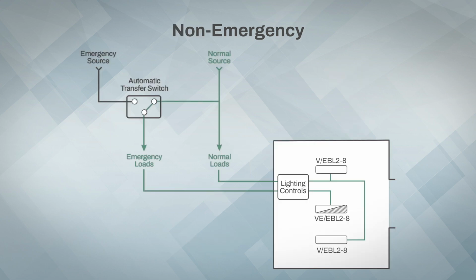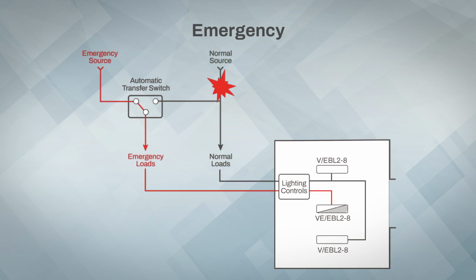Here we have a simple room with two normal lights and one emergency. We are going to generically refer to any control component here as lighting controls. We will expand on how the control is accomplished in the next video. During normal operation, the normal source feeds the normal and emergency fixtures, but when power is lost, only the emergency fixture is fed by the generator.